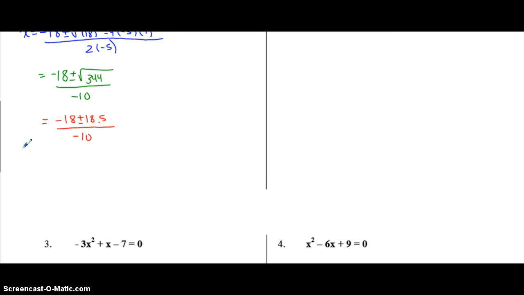This is when you now separate it. So the first value of x is found using the plus. So it's negative 18 plus 18.5 divided by negative 10. Negative 18 plus 18.5 is 0.5. And when you divide that by negative 10, you get negative 0.05.